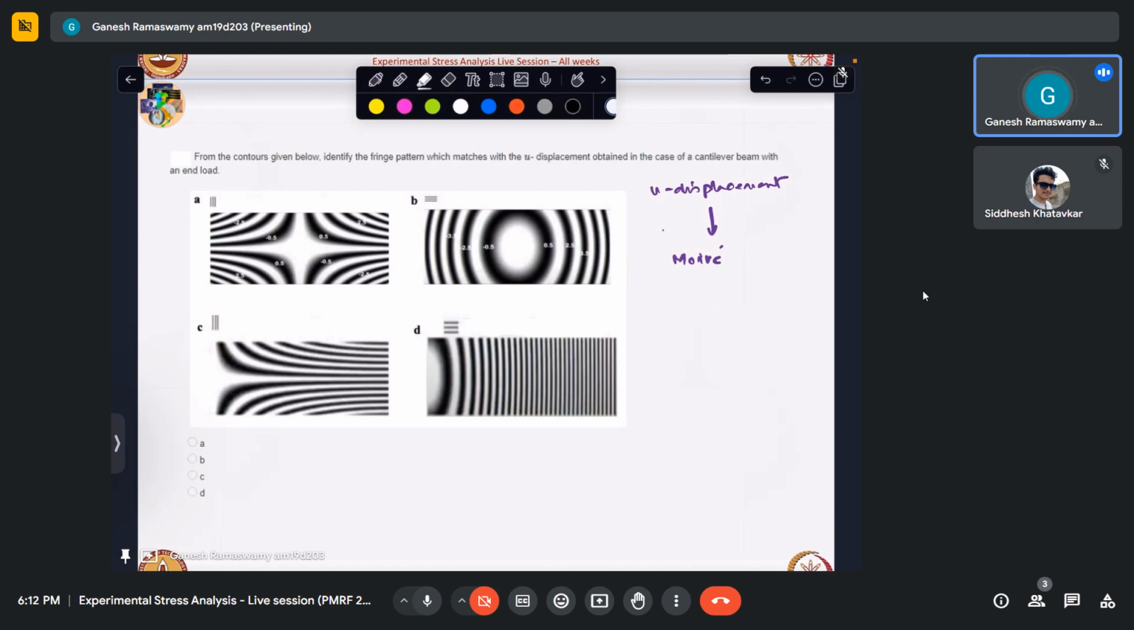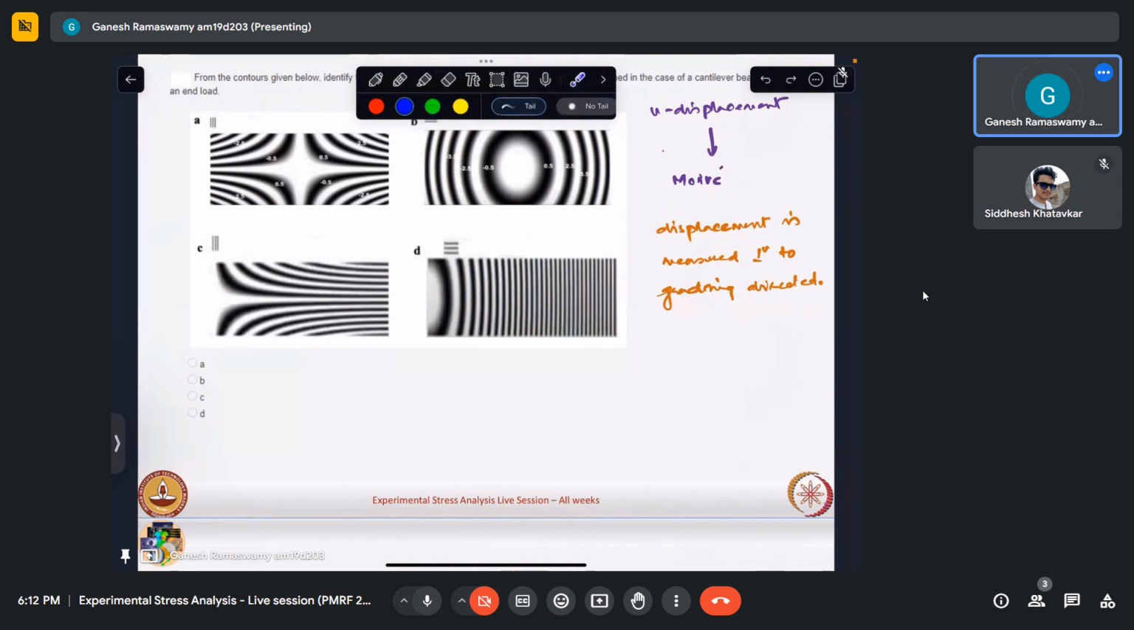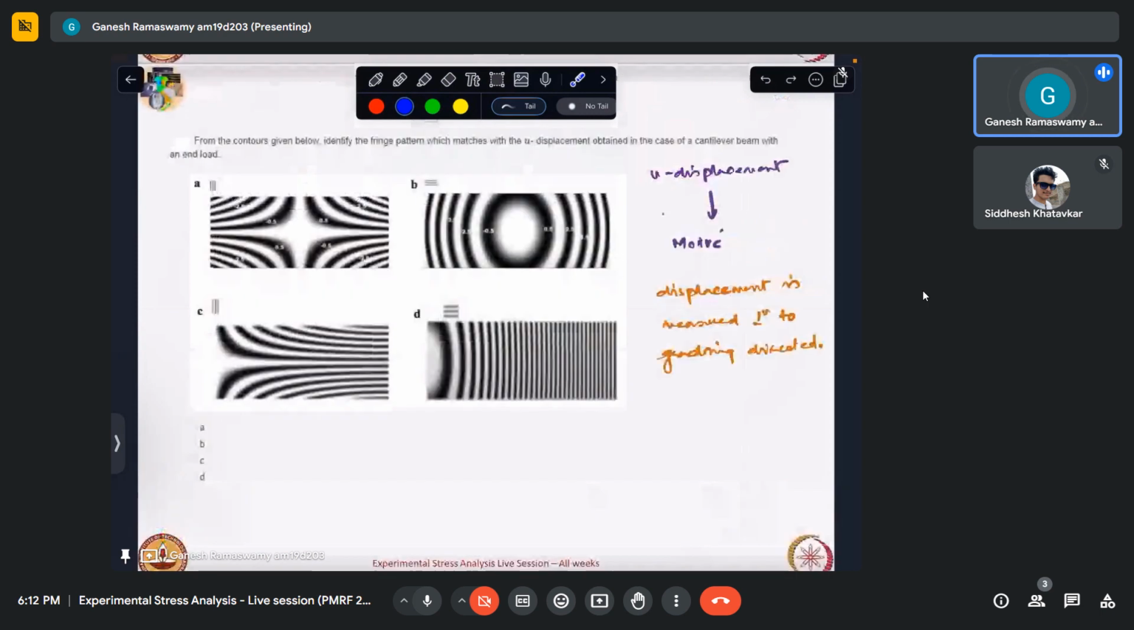So one rule that we have seen about Moire is that the displacement is measured perpendicular to the grating direction. If we have a grid as the grating, the patterns that we see would essentially be representing U plus V. Whereas here we are able to see the grating directions. These are given to be horizontal, which means these are showing displacements along this direction. So generally, if this is x, this is y, the displacement that we associate with x is u, and the displacement that we associate with y is v.